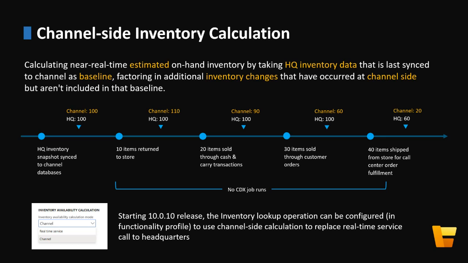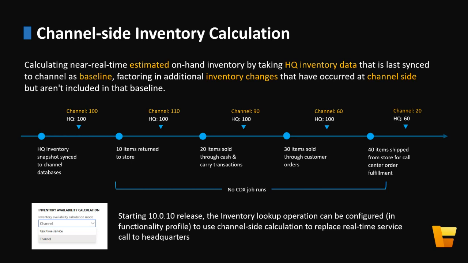Back to the inventory lookup operation. In the 10.09 release and earlier, this operation used a real-time service call to fetch the inventory information directly from headquarters. As you could imagine, one problem with this approach is the data inaccuracy based on the fact we just discussed. And the other potential problem is the performance impact those direct calls can have on your headquarters servers.